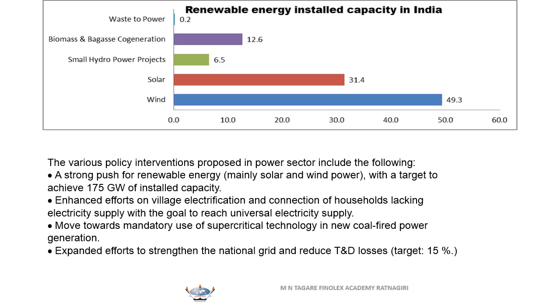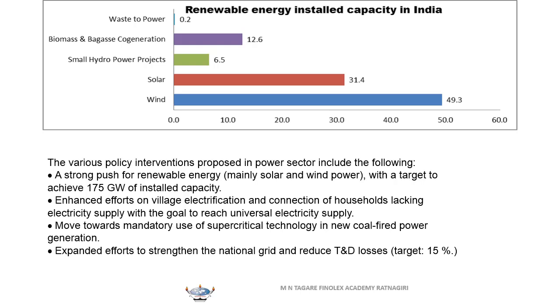Now the Indian government has taken policy decisions, and there are some important points. They will be giving a strong push for renewable energy, mainly solar and wind power, with a target to achieve 175 gigawatt of installed capacity. So it is a huge figure. When it reaches its target, you will find our energy dependency on foreign countries for fuel, maybe crude oil or gas or coal, will reduce to a great extent.